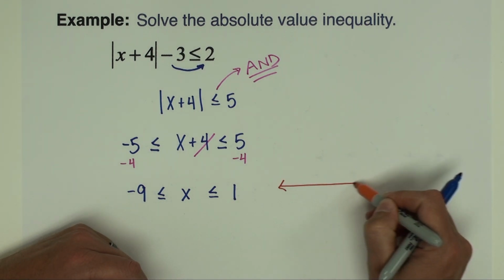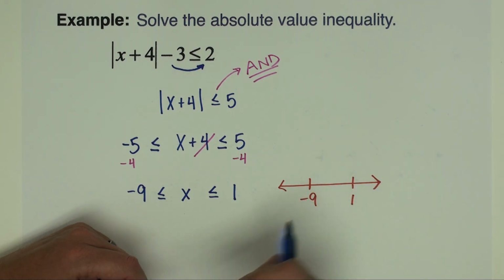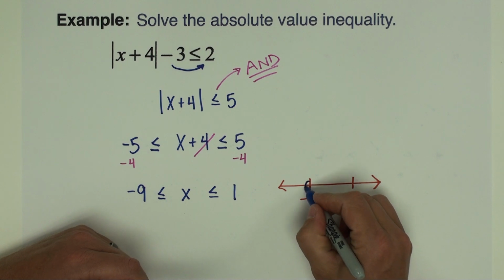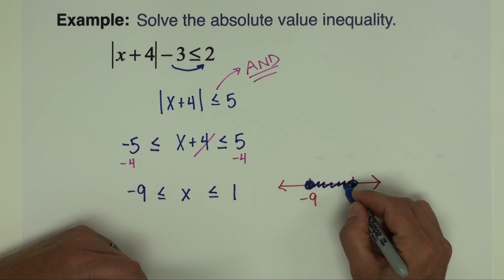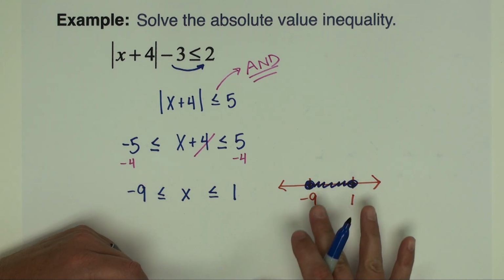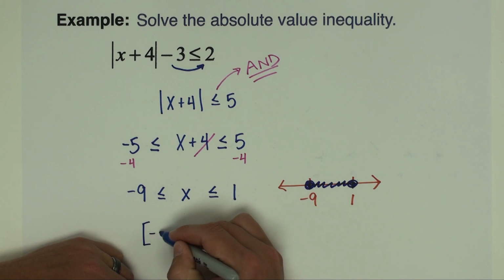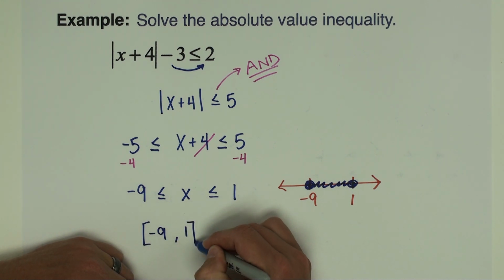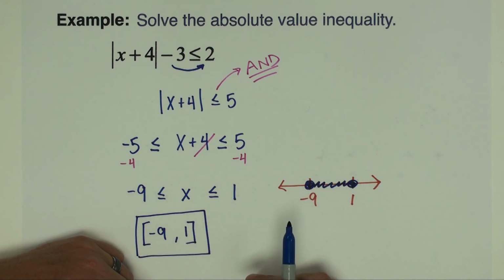Again, if you want the number line, there's no reason not to draw it. Real quick, negative 9, 1, we want closed circles. We want everything between those two numbers. So if it helps to see that, do it. But if you can go right to negative 9, 1 without the number line, I think that's fine too.